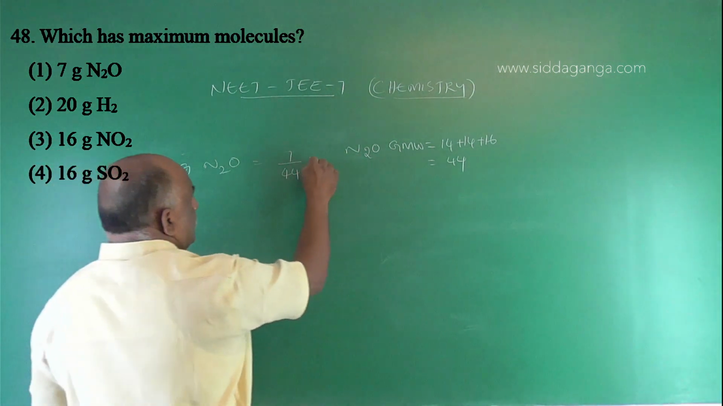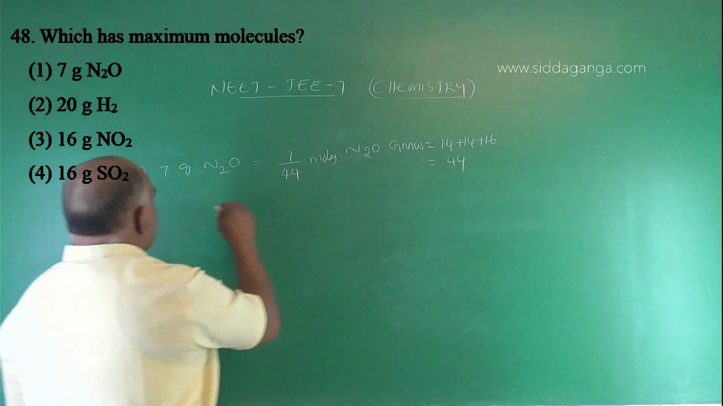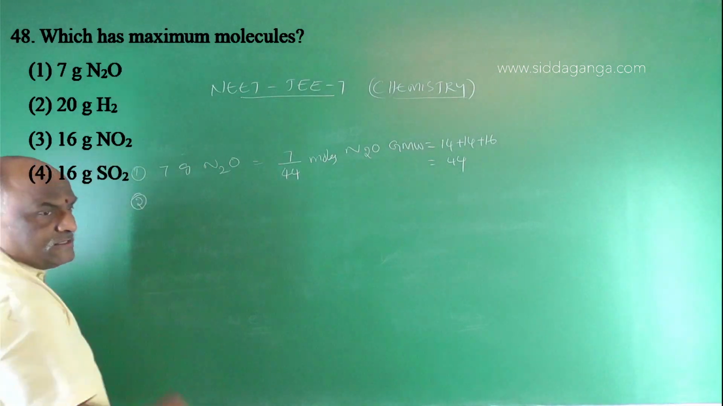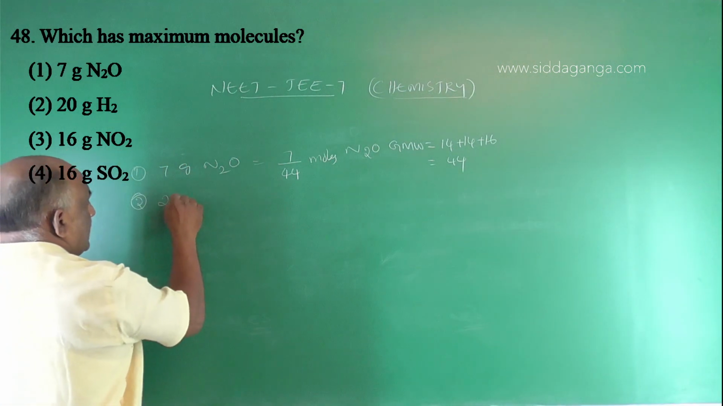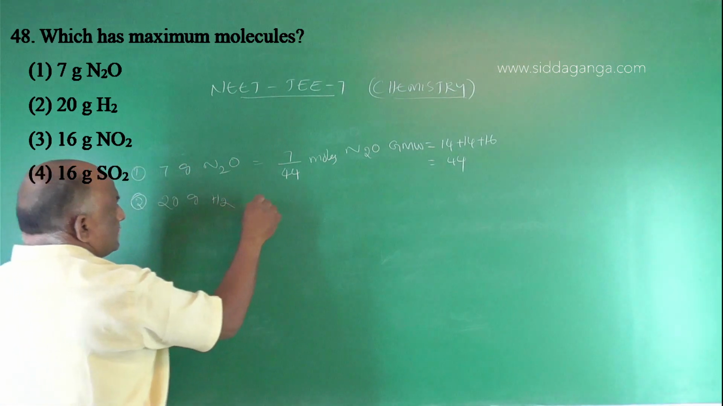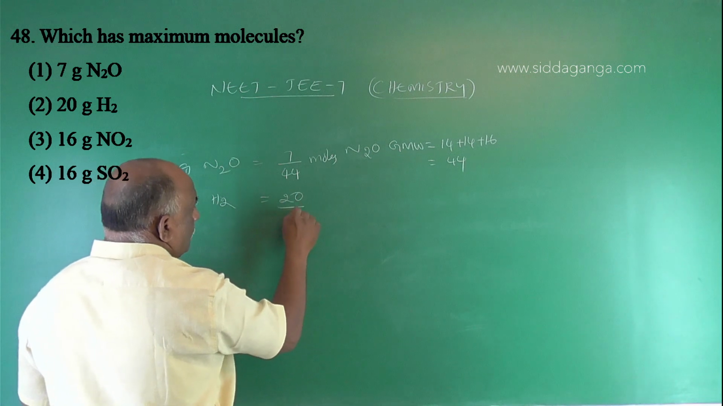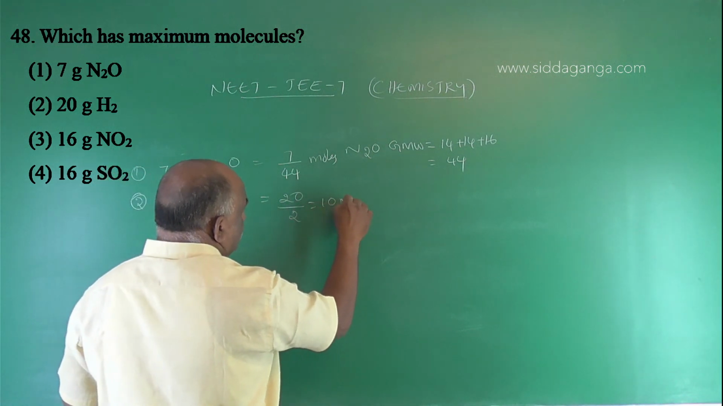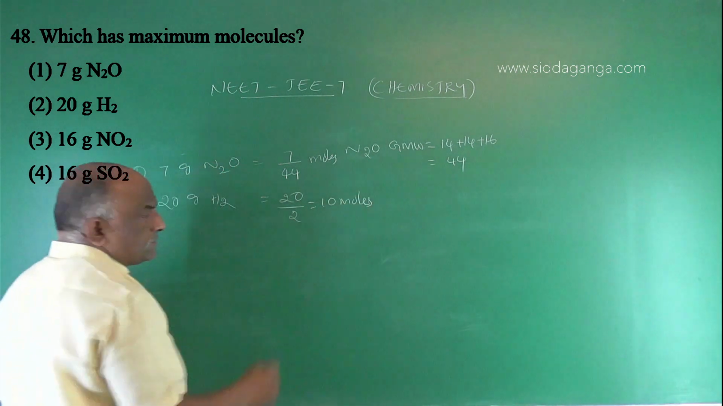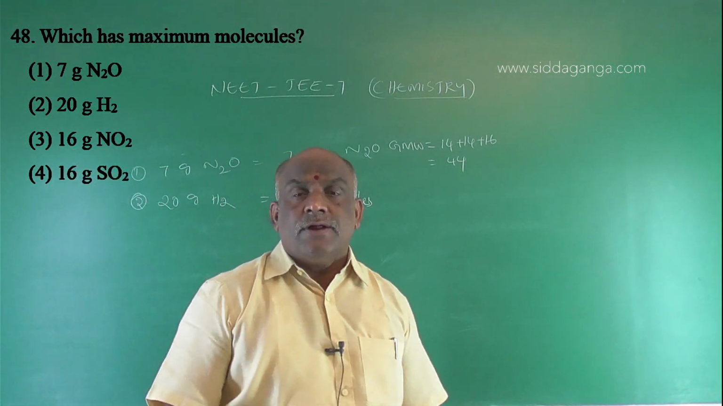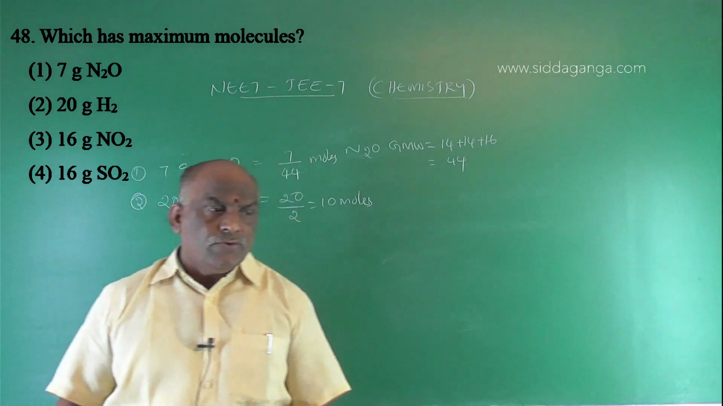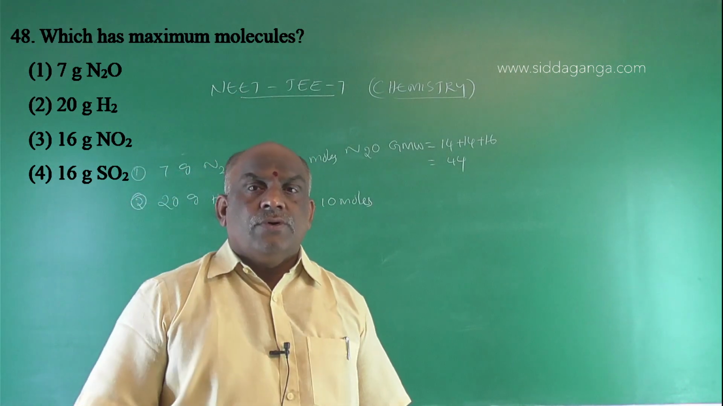The second option is 20 grams of H2. So that is 20 by 2, which is how many moles? 10 moles. Hydrogen atomic mass is 1, hydrogen molecular mass is 2. So 20 by 2 is equal to 10 moles.